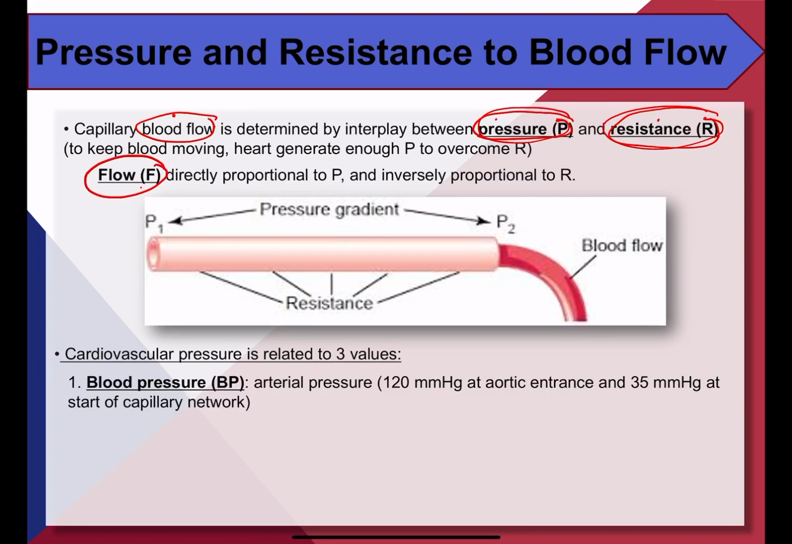Blood flow, which is denoted as F, is directly proportional to P, which means the higher the pressure, the more the blood flow. The lower the pressure, the lower the blood flow. Okay? And flow is inversely proportional to R. So that's why I would write flow is proportional to P over R, okay? Which means it's inversely proportional to resistance, but directly proportional to pressure. So the more resistance there is, the less flow there would be, okay? And this makes sense too.